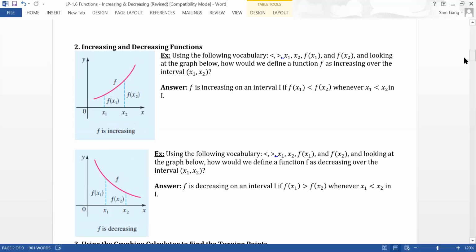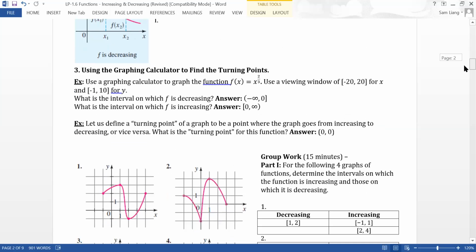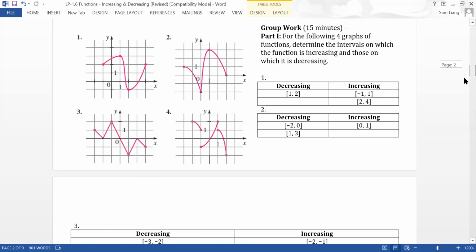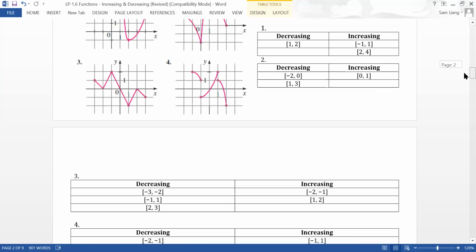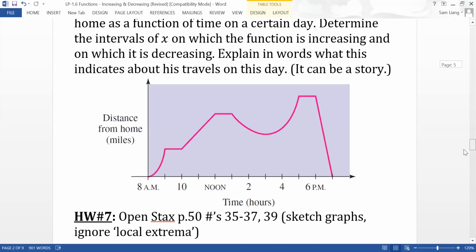All right, so let me just give you an overview of the rest of the lesson. Here we're going to talk about increasing, decreasing functions as indicated from the aim. And then next we're going to use a graphing calculator to find what's called the turning point and to answer a question. And then lastly, we'll end with the worksheet. With that being said though, let me jump to the first slide for this.